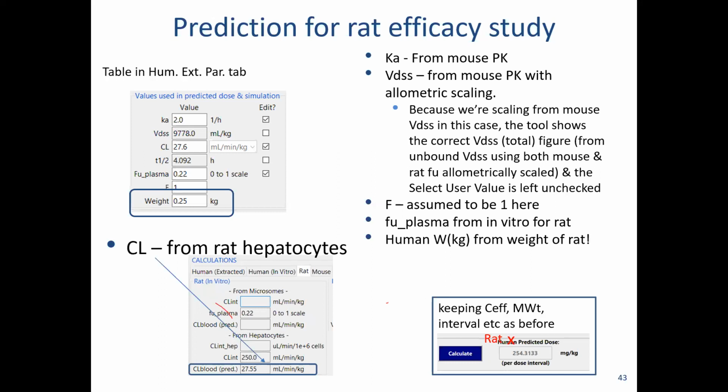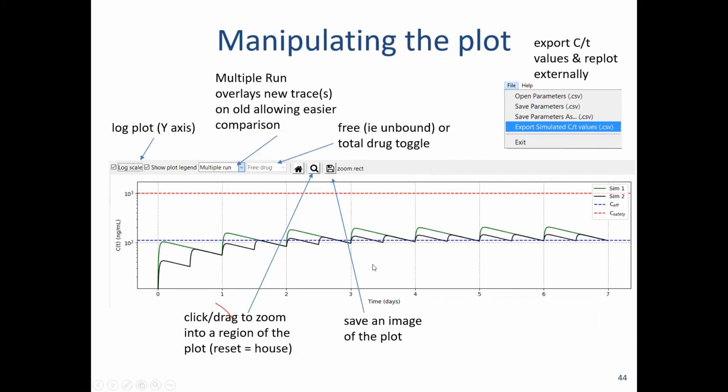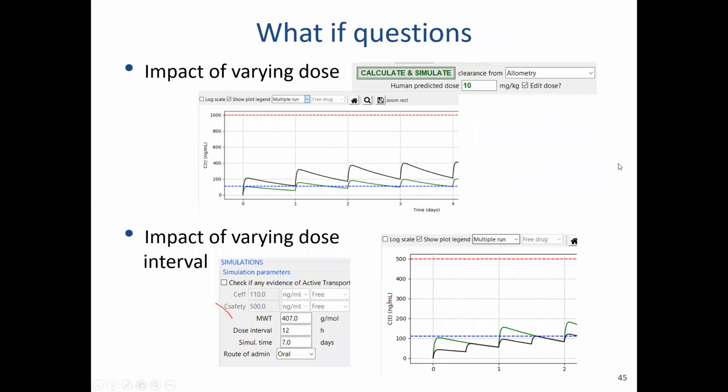I think I touched on manipulating the plot, so I won't go over that again. Just to say that I did forget to mention that you can change the y-axis to a log scale if you want to. So clearly you can use the tool to ask what-if questions, and particularly this idea of setting it to allow you to do multiple runs so you can see how the different simulations or what-if questions compare. So this is just showing the impact of doubling the dose. You can set the dose if you check that box, put in your own values. And here, the impact of different dose values.